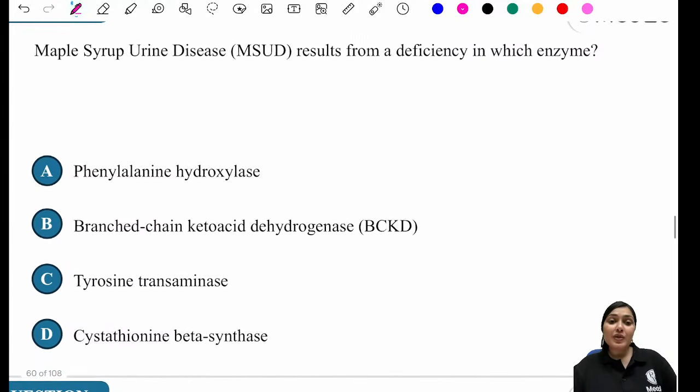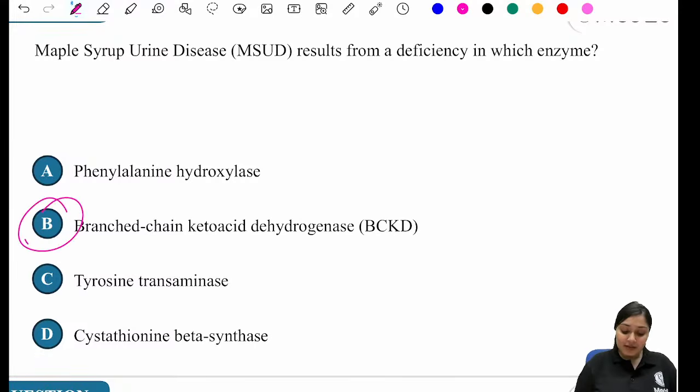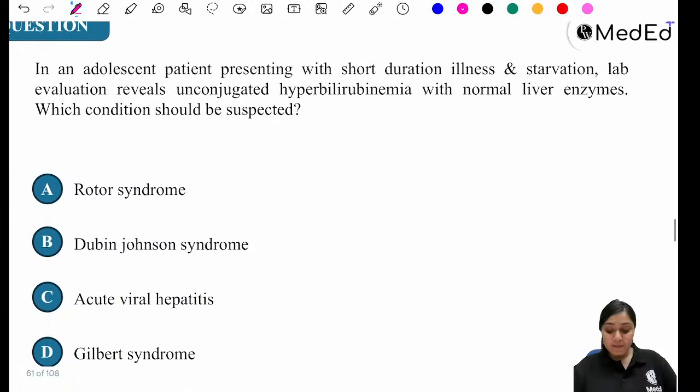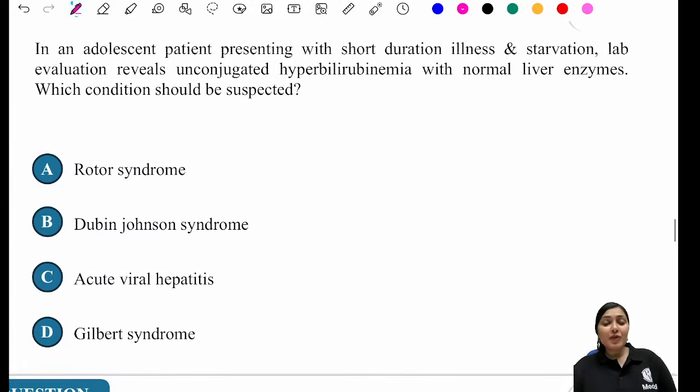Following up with this question, again of metabolic disorders, maple syrup urine disease, MSUD. It results from deficiency in which enzyme? The options: we have phenylalanine hydroxylase. We know this is the enzyme for phenylketonuria. Branched chain keto acid dehydrogenase, this is the enzyme responsible for maple syrup urine disease. Option B is the correct answer over here. Let's move to the next question.